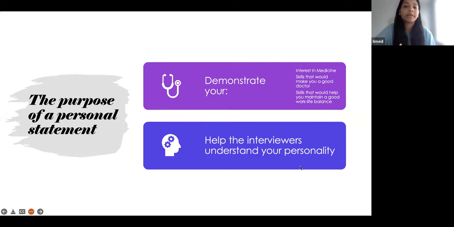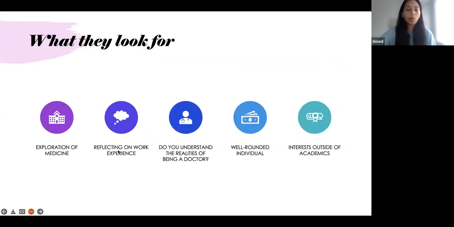It also helps the interviewers understand your personality. So what do interviewers look for in your personal statement, or the admissions team? They want to see if you've explored a medical career properly. So did you just one day decide you want to do medicine, or did you actually think it through properly? And then, you need to sort of paint a story. So you need to say, for example, initially I really liked biology and I liked this aspect of biology. So then I took up some work experience.